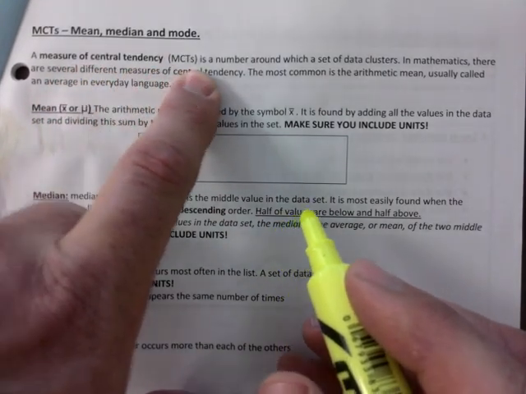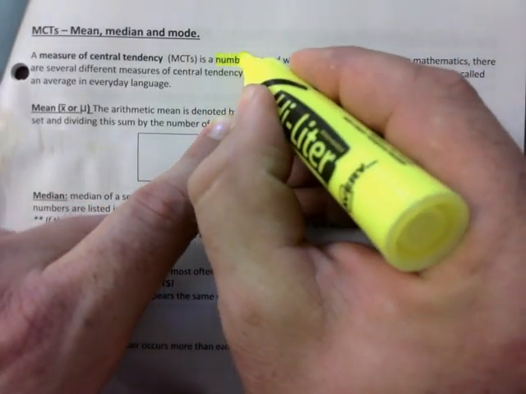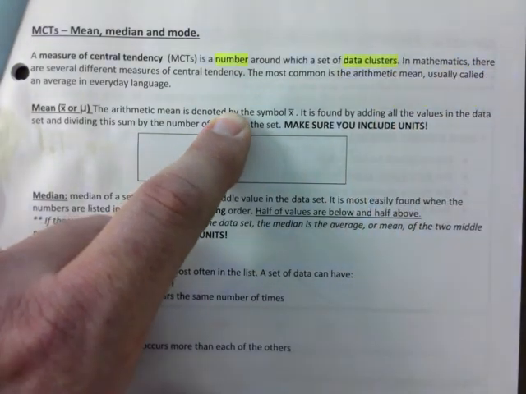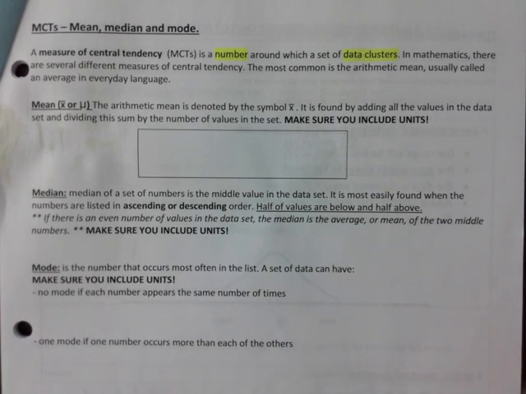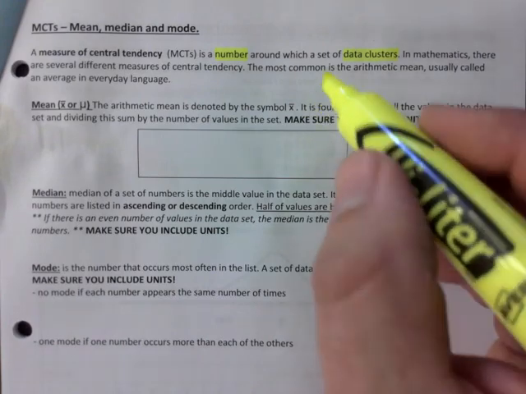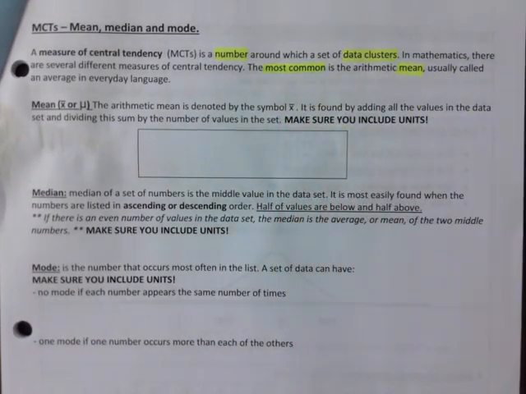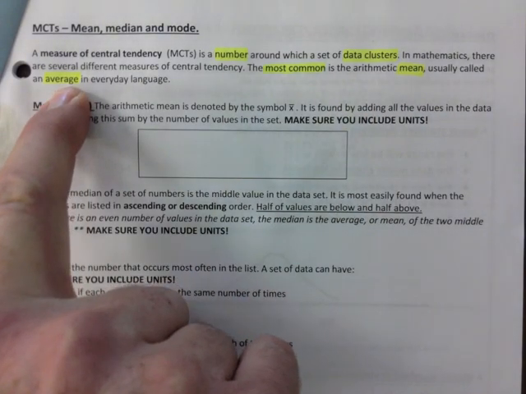Measures of central tendency is the number around which data clusters. We're trying to find a center. We're trying to find where does the data tend to go, right? Where's the tendency? In mathematics, there are several different measures of central tendency. The most common is your mean, right? Usually called average in everyday language. We say when it's mean, we actually are referring to average.